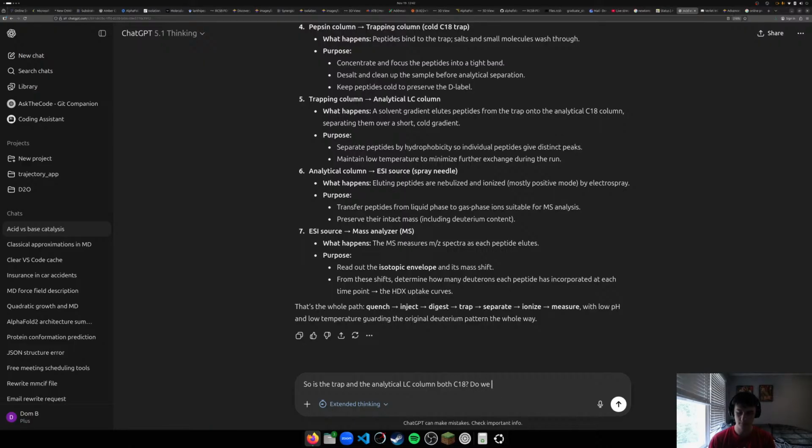After all of the salts and small molecules leave from the trap, we basically switch solvents so they are mobile.